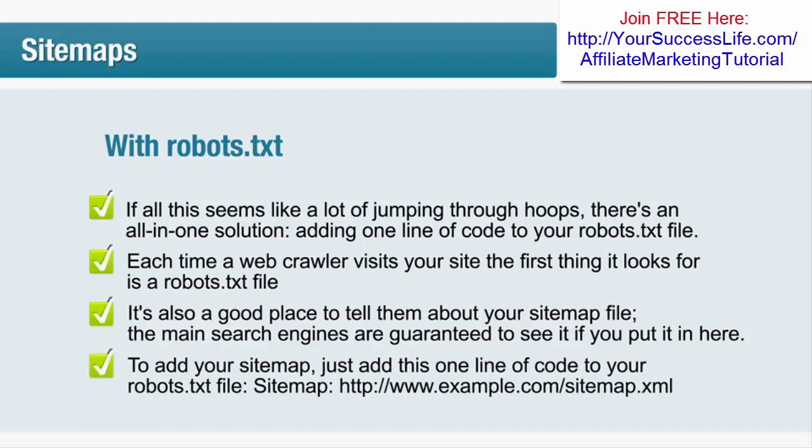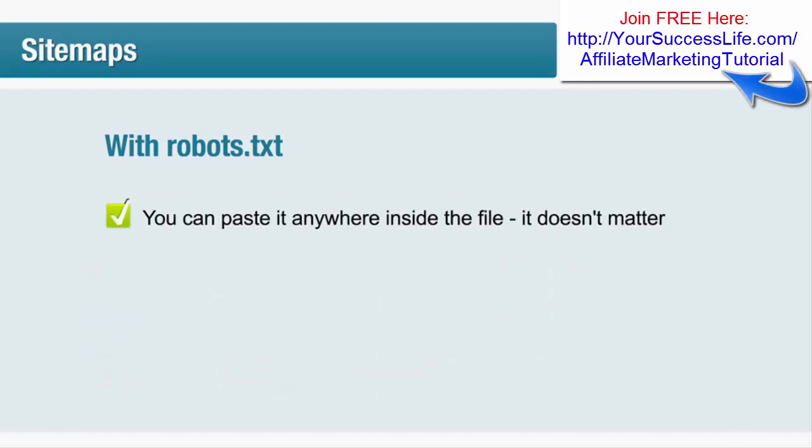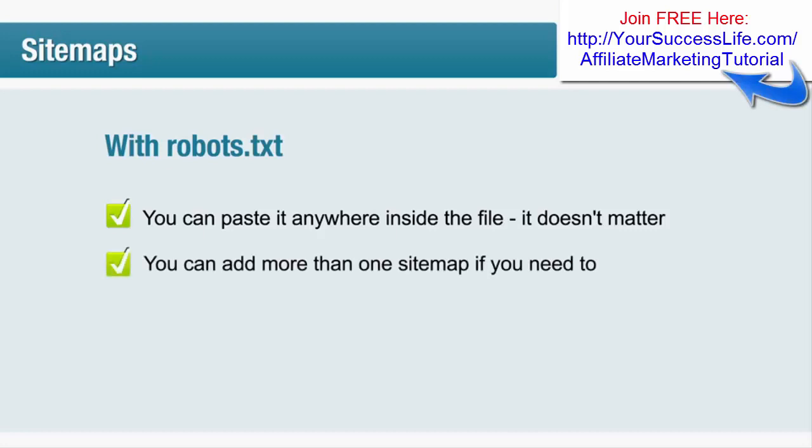To add your sitemap, just add this one line of code to your robots.txt file. You can paste it anywhere inside the file. It actually doesn't matter. Of course, replace the example address with the address of your actual sitemap. Make sure it's a full URL including the HTTP and your domain name, just like in the example above. You can add more than one sitemap if you need to. For instance, you might have a sitemap automatically generated by your blog platform and another one for your regular website. Just duplicate that line of code and change the URL to your other sitemap. Add as many as you like.